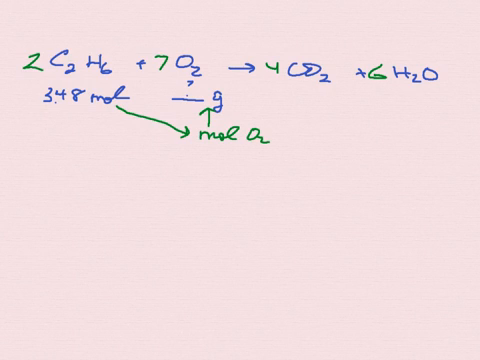And the molar mass of oxygen is going to be what you would expect. 16 times 2, 32 grams per mole. Now listen to the words coming out of my mouth. You never use the coefficients in the molar mass. The coefficients are only used for the mole ratio step. Okay, never use the coefficients in the molar mass.